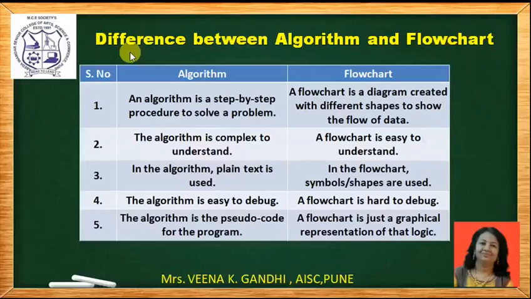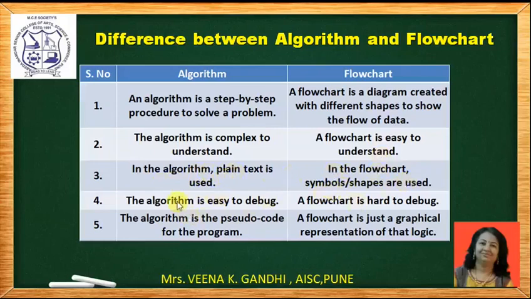Let us see some difference between algorithm and flowchart. An algorithm is a step-by-step procedure to solve a problem. A flowchart is a diagram which contains different steps to show the flow of data. Algorithm is very complex to understand. Flowchart is easy to understand. In algorithm, plain text is used. In flowchart, we use shapes and symbols.